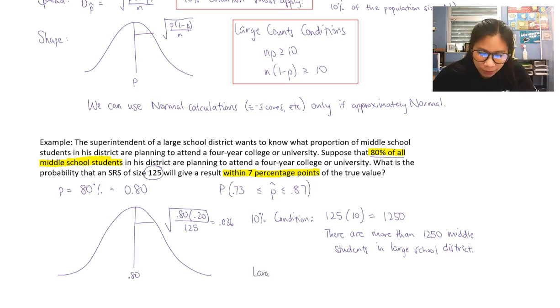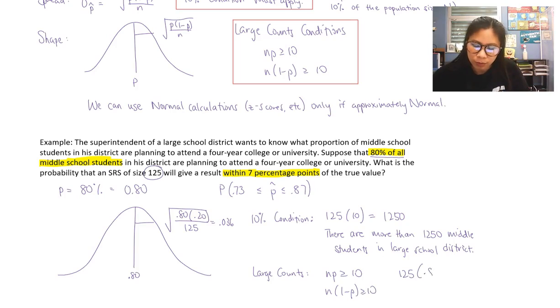So we're going to check that large counts condition. So the large counts condition, we are checking for n times p. That has to be greater than or equal to 10, and n times 1 minus p also has to be greater than or equal to 10. So our n, sample size, is 125. p was 0.80. When I do that, I get 100, and then I'm also going to check my 125 times 0.20. I get 25 from that. So both of these are greater than or equal to 10, so great. Our large counts condition is met, and we can proceed with our normal approximations.